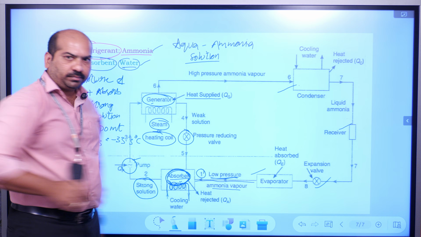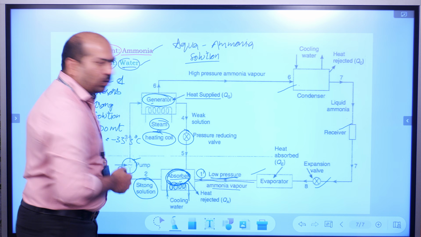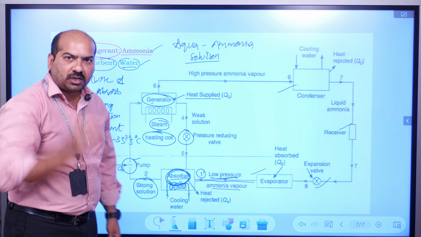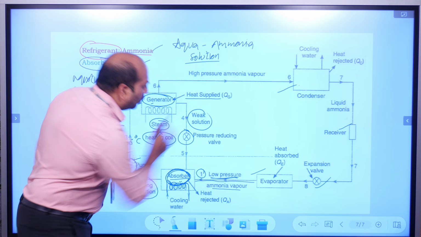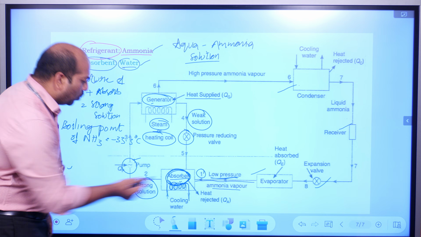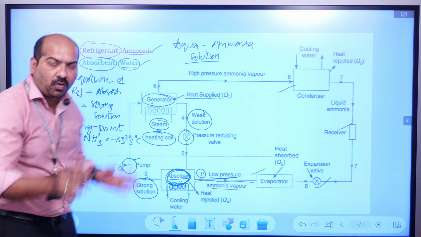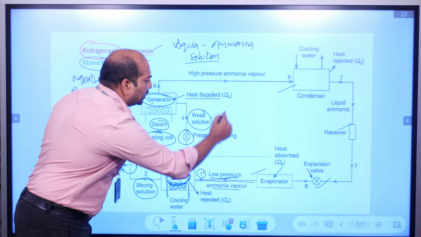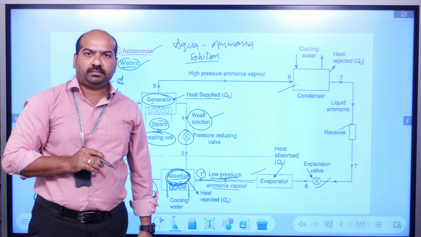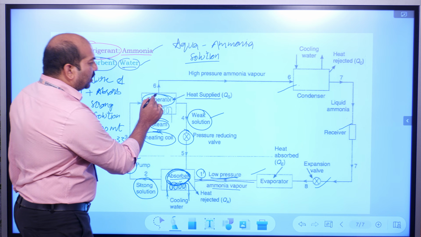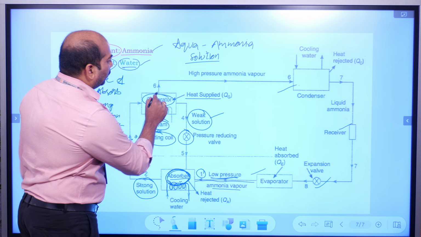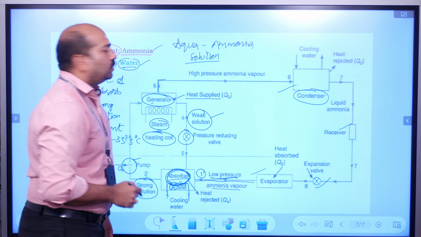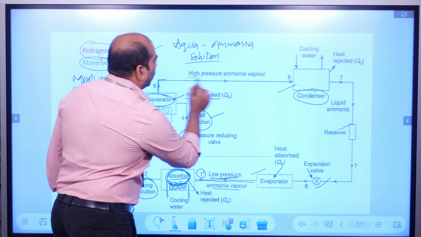Once the ammonia is separated from the water, that solution is called the weak solution. Remember, previously we saw that the strong solution is a mixture of both ammonia vapors and water. In this case, the weak solution is nothing but water, the absorbent. Whatever ammonia has evaporated is supplied to the condenser, usually in a state of high pressure.